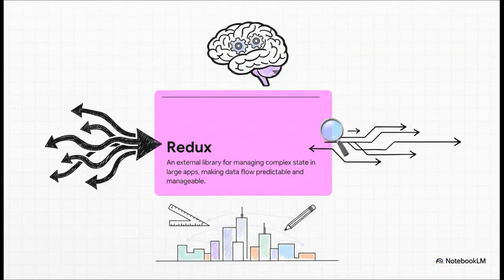Now, when applications get really big, we're talking massive enterprise-level stuff with super complex data flowing everywhere, developers often reach for an even more powerful tool called Redux. You can think of it like the Context API on steroids. It's all about making your application state predictable and way easier to track and debug at a huge scale.